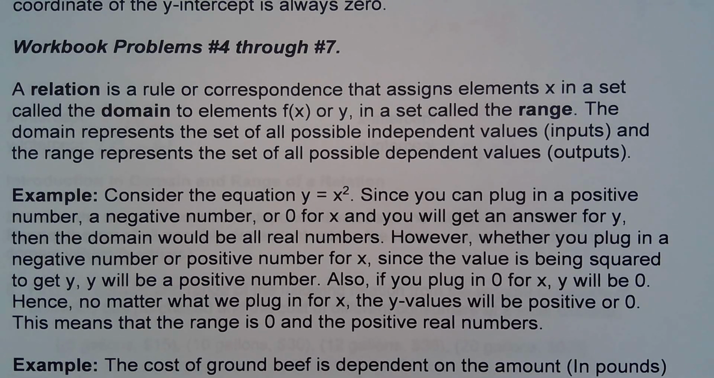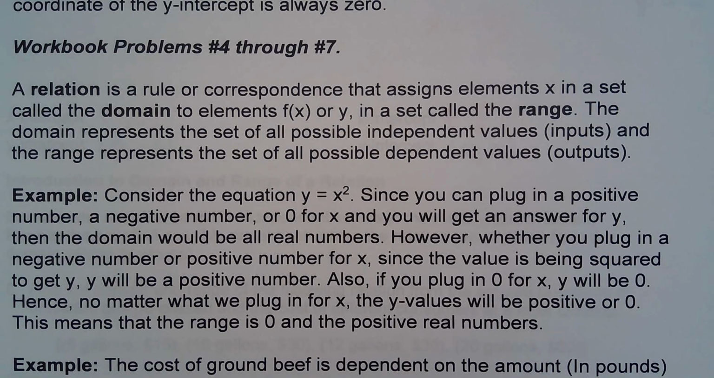So now going back to page 2 of our workbook, we're in the middle part and we want to talk about domain and range. So a relation is a rule or correspondence that assigns elements x in a set called the domain to the elements f of x or y in the set called the range. The domain represents a set of all possible independent values, inputs. The range represents all possible dependent values, outputs.